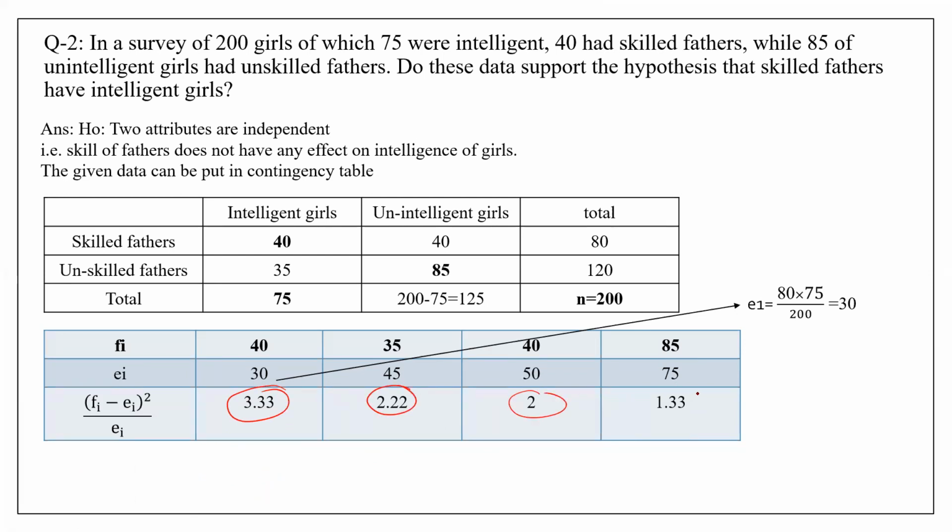So now we have all the values. We have to find the chi-square, which is the summation. Summation means you have to add all these. So let us find the value of chi-square now. In the next slide we have calculated it. You can see when we add, we will get the value as 8.88.